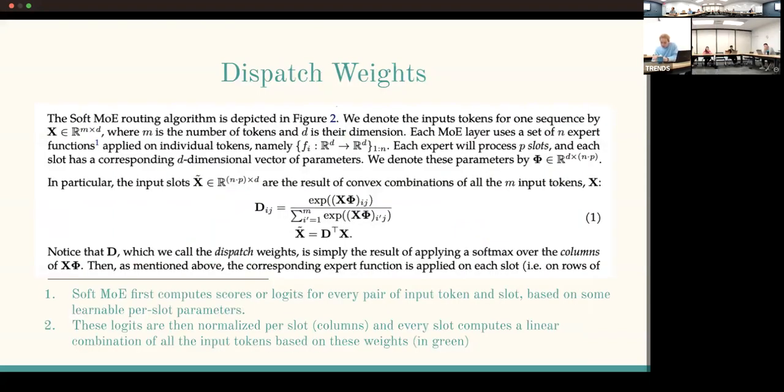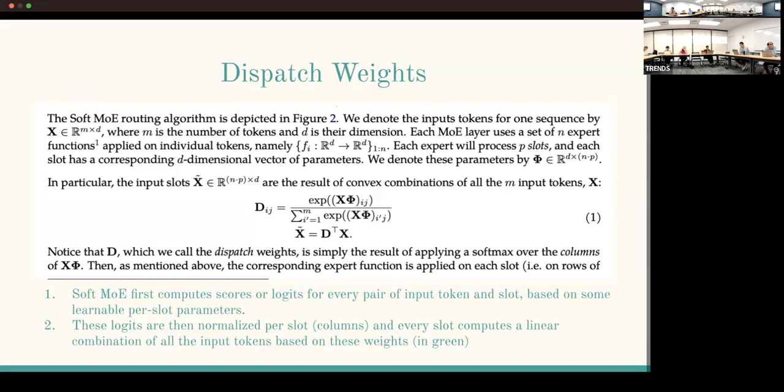The first weights that we saw were the dispatch weights. The dispatch weights are, as I said, the input tokens times the parameters they have for each of the slots and the experts. The slots and the experts are n times p dimensional, where n is the number of experts and p is the number of slots. That's why they say it doesn't matter how many slots you have per expert. You can always have more experts and fewer slots, or just have one expert per slot and be done with it. And that would be your phi matrix.